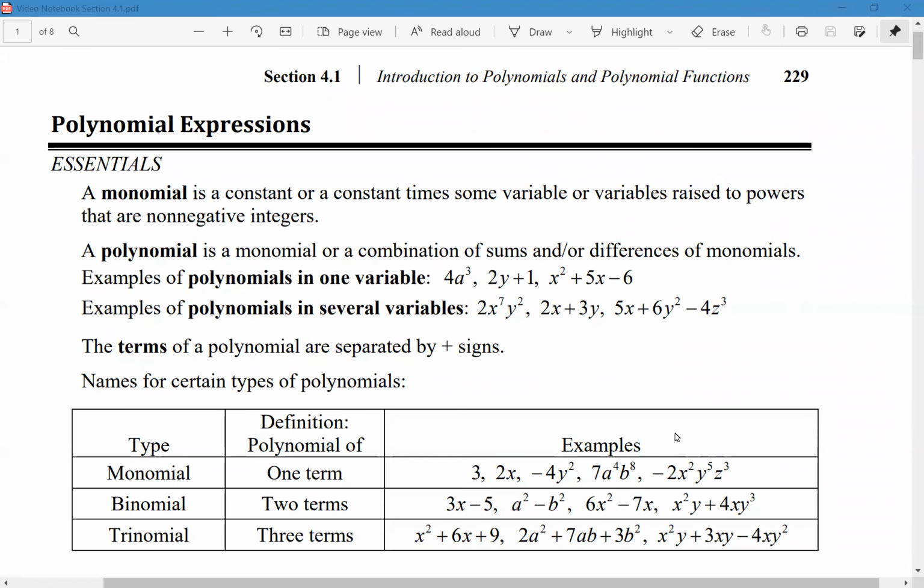Hi everyone, this is lesson 4.1 for Math 1315 College Algebra. Probably if you're watching this, I have handed you the video notebook handout already, and it's probably already filled in.